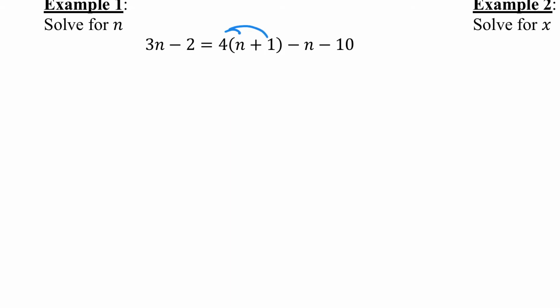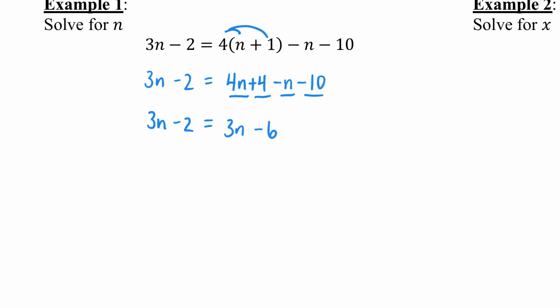I'm going to distribute and simplify here a little bit. So I have 3n minus 2 is equal to 4n plus 4 minus n minus 10. I'm going to simplify a little bit over here on the right side because I got some stuff that can simplify. So on the left I have 3n minus 2. On the right I have 4n minus n is 3n, and then 4 minus 10 would be minus 6. Let's go ahead and subtract 3n from both sides, and we'll see what we get here. When we do that, we get negative 2 is equal to negative 6.